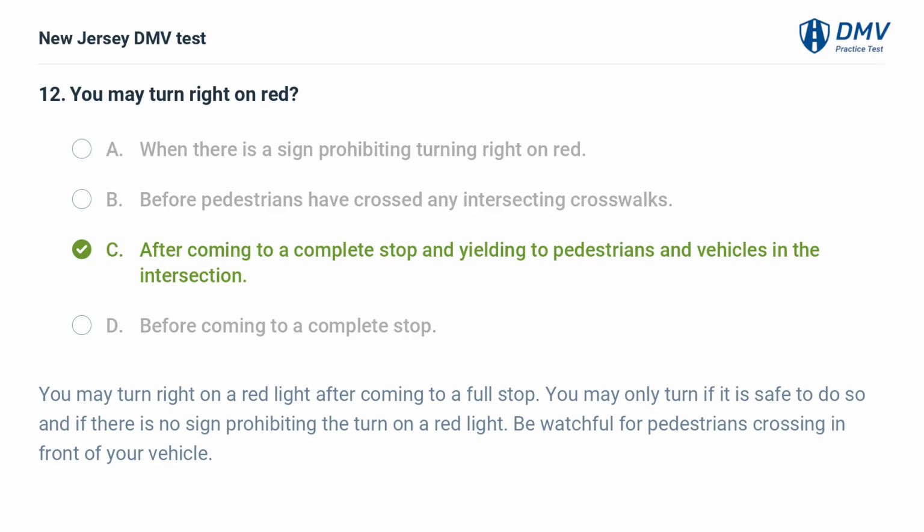C. After coming to a complete stop and yielding to pedestrians and vehicles in the intersection. You may turn right on a red light after coming to a full stop. You may only turn if it is safe to do so and if there is no sign prohibiting the turn on a red light. Be watchful for pedestrians crossing in front of your vehicle.